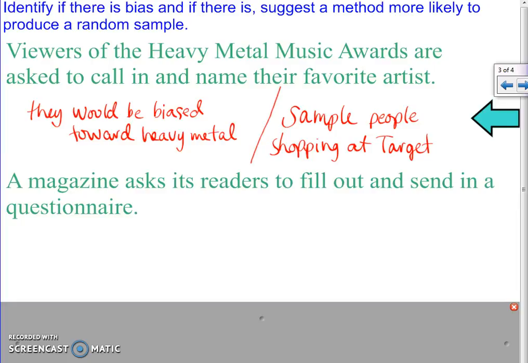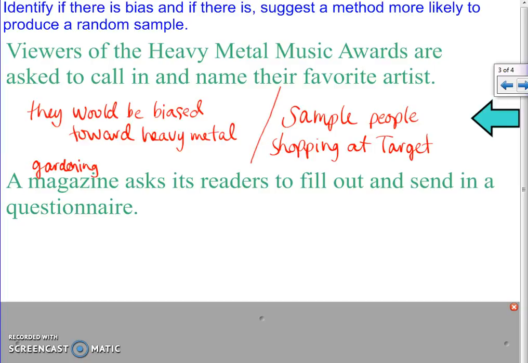Okay, this one, a magazine asks its readers to fill out and send in a questionnaire. How come? So let's get more specific. Let's say this is a gardening magazine. It's going to ask its readers to fill in a questionnaire. Are they going to get unbiased results on those questions? No, because these are just a small population of gardeners.